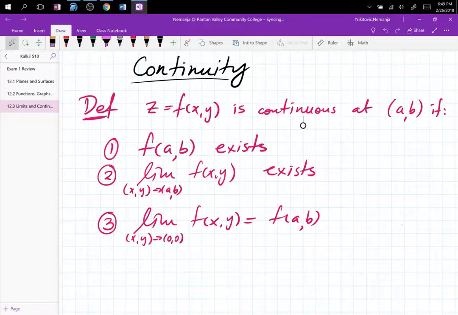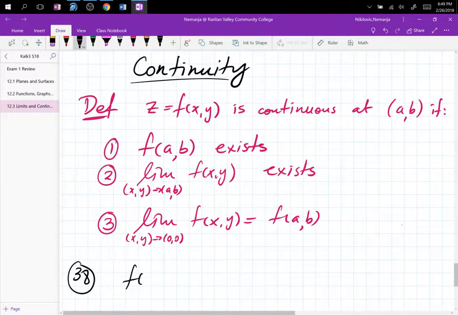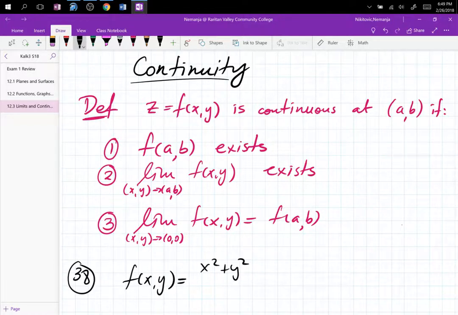So continuity at the point. So we have f of x, y, which is a z, right, is given to us as x squared plus y squared divided by x y squared minus 1.